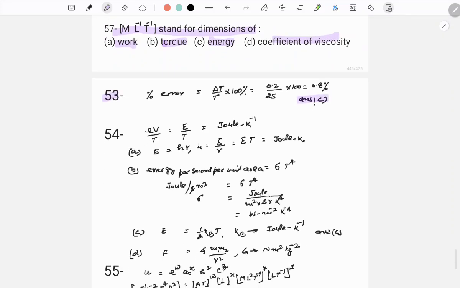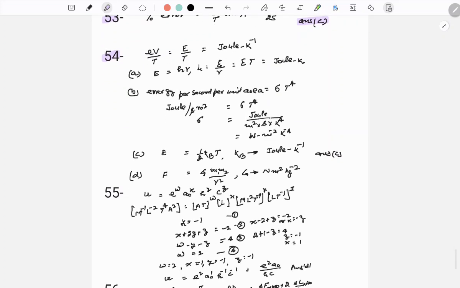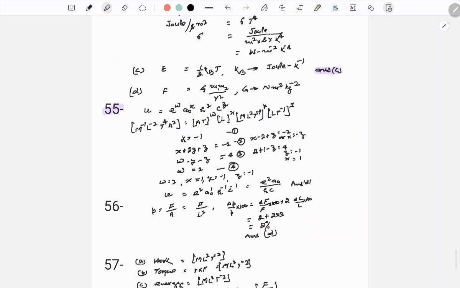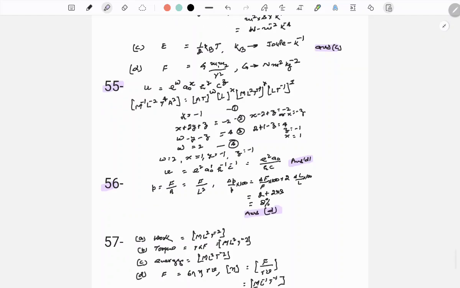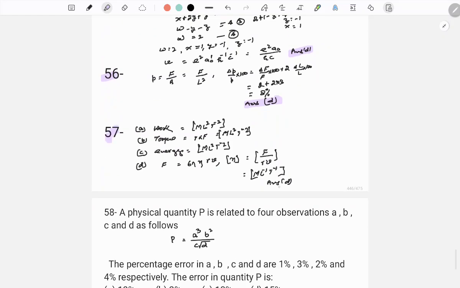53 का आंसर है आंसर सी. 54 का आंसर इज सी. 55 answer is D. 56th answer is D. 57th answer is D.